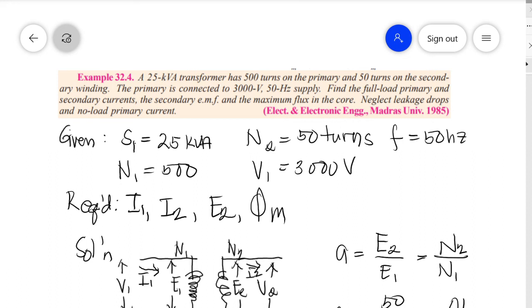So we have given apparent power S1 is 25 kVA, N2 is 50 turns, frequency 50 Hz, N1 is 500 turns. The V1 is 3000 volts. So this type of transformer is a step-down transformer because the number of turns in primary is greater than the number of turns at the secondary. So required is the primary current, secondary current, and the induced EMF at the secondary. Also the maximum flux.